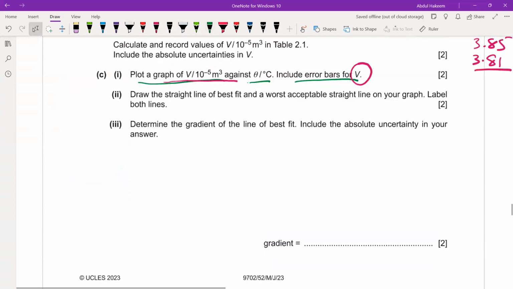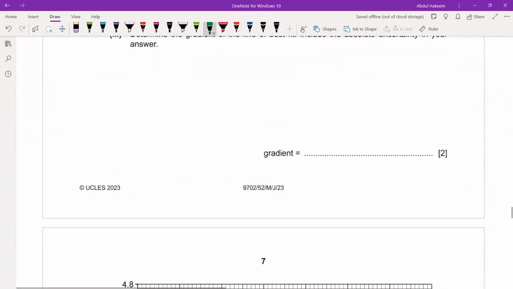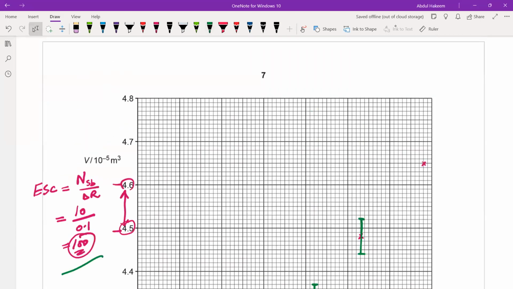Now move to the next. Next 3 points are 0.04 errors multiplied by 100. So it means the next 3 points will have 4 boxes up or down. So 4 up and 4 down. Similarly, 4 boxes up and 4 boxes down. And for the last, this one, again, 4 boxes up and 4 boxes down.